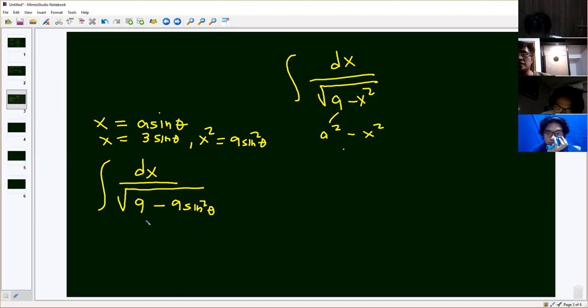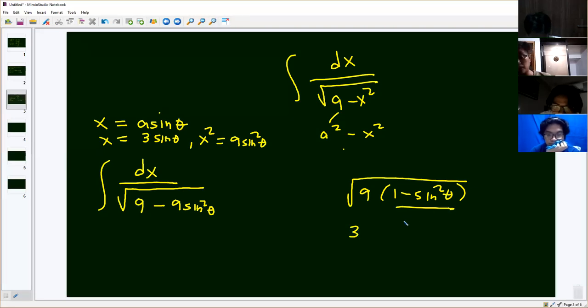What is the identity there? 9 minus 9 sine squared. You know, that's 9 times the quantity 1 minus sine squared, right? And when you take the square root of that, the square root of 9 is 3. And 1 minus sine squared comes from the very basic of the trigo identities, which is cosine squared plus sine squared is 1. So this would become cosine squared, and the square root would be cosine.